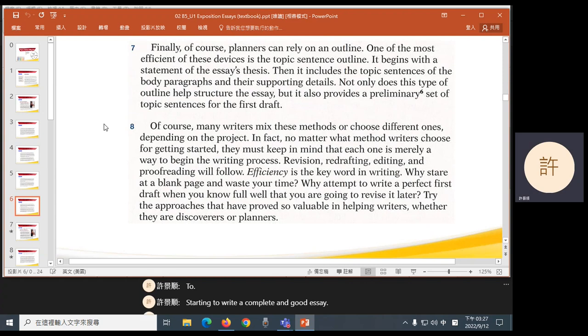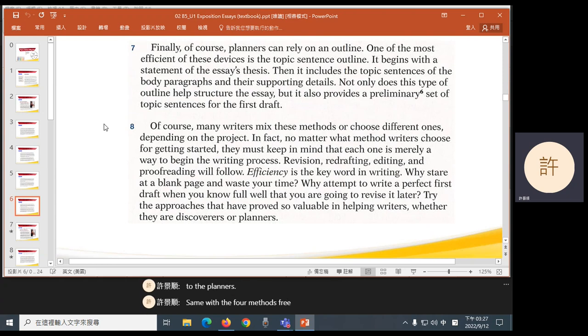Discoverers think on the page. So when they begin writing, it's still very messy. Planners already think and then they start writing. So when they start writing, it's already a bit organized. So it makes more sense to begin with the discoverers and then move on to the planners. Same with the four methods.